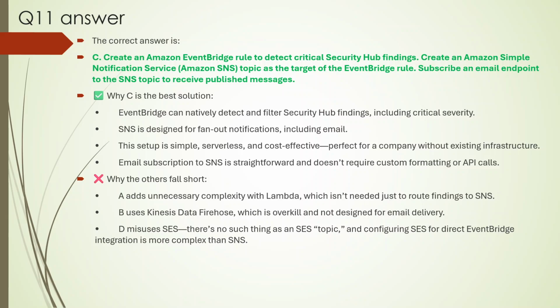EventBridge can natively detect and filter Security Hub findings, including critical severity. SNS is designed for fan-out notification, including email. The setup is simple, serverless, and cost-effective. Perfect for a company without existing infrastructure. Email subscription to SNS is straightforward, and doesn't require custom formatting or API calls. While the others fall short, A adds unnecessary complexity with Lambda, which isn't needed just to route findings to SNS.